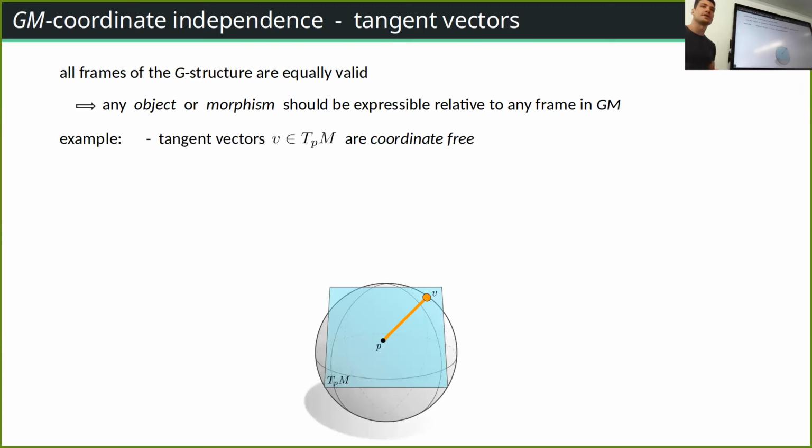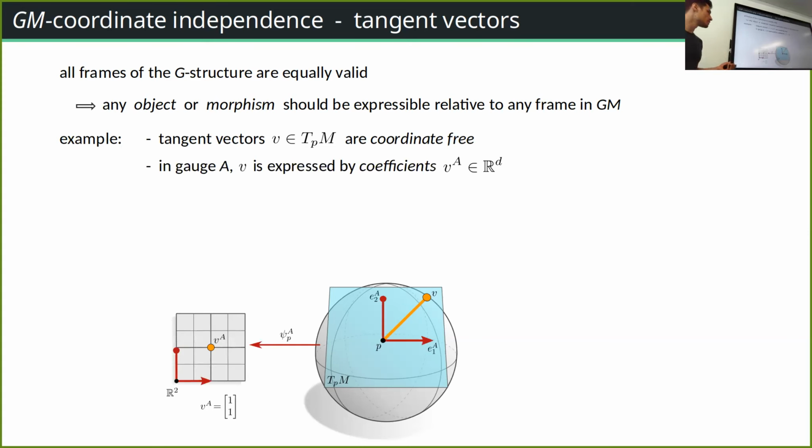A simple example is that of tangent vectors. If you have a tangent vector v in T_pM, that is actually a coordinate-free geometric object. It doesn't know anything about coordinates. But if you want to implement a tangent vector, you need to express it in a basis to have numerical values which you can store on your PC. So you're choosing a reference frame to do that. In this example, the coordinates would be (1, 1) for this vector v. We would call it v^A, since we used gauge psi^A, and psi is a map from T_pM to R^2 in this case.